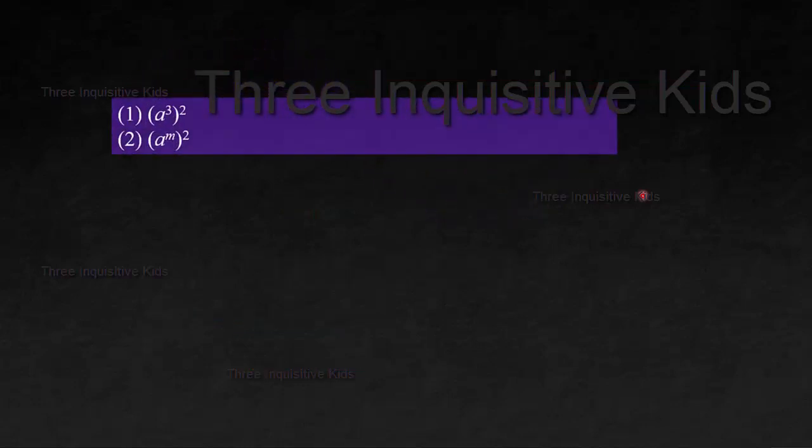Now let's try these 2 expressions. Pause your video and take your time to simplify these expressions. So for the first expression, a to the 3rd to the 2nd power, we have a to the 6th power, and for a to the mth to the 2nd power, we have a to the 2mth power, and remember, m has to be a positive integer.